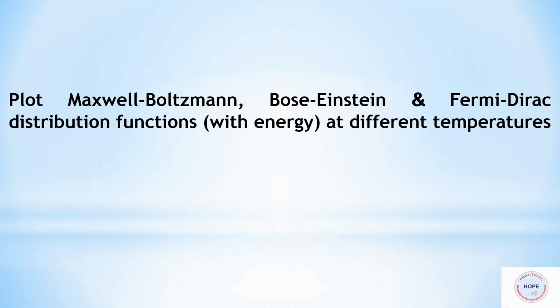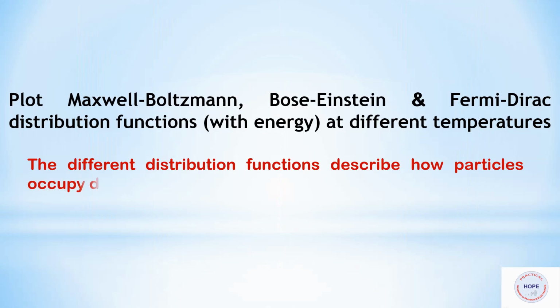In this video we are going to plot Maxwell Boltzmann, Bose-Einstein and Fermi-Dirac distribution functions at different temperatures. The different distribution functions describe how particles occupy different energy levels in a system, or in other words, the probability of occupancy of energy levels by the particles of a system.